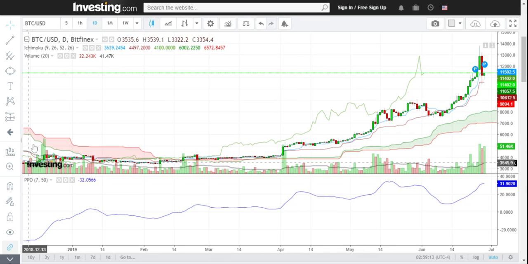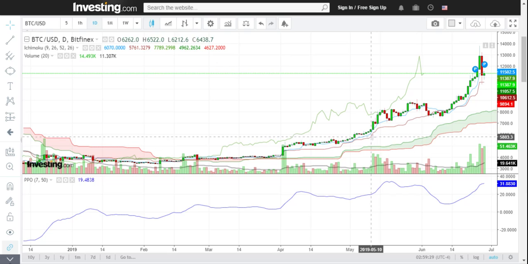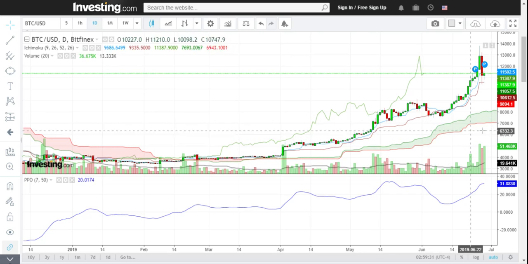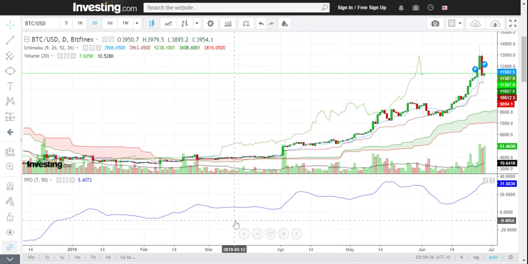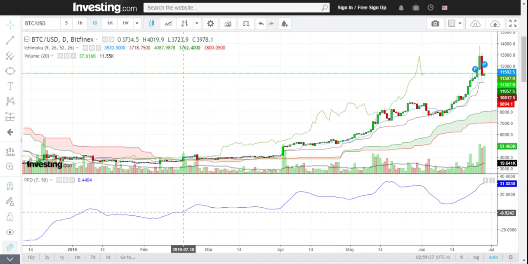So we've seen two big volumes. One in December 2018, then here they begin in April. Again here, and now we have a point of control. So let's have a look now at the PPO, the price oscillator.